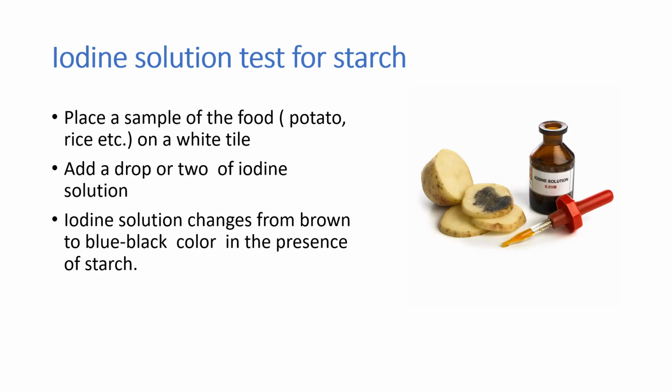Then add a drop or two of iodine solution onto the food using a dropper pipette. If starch is present, iodine solution would change from brown to blue-black color. If starch is absent in the food, the iodine solution will remain as brown color.